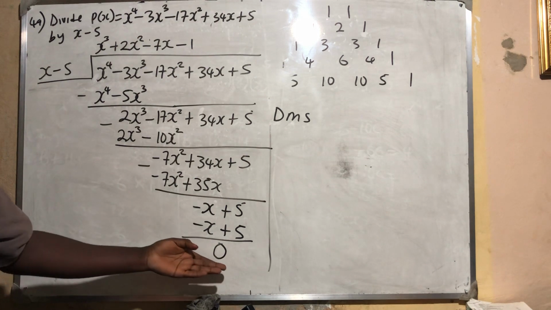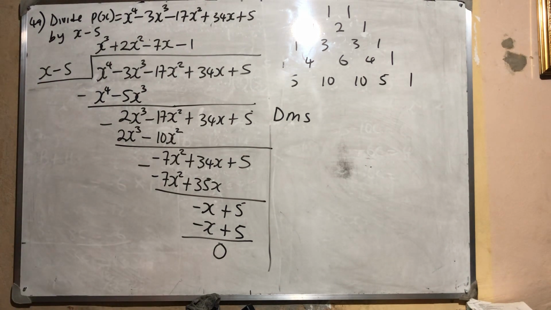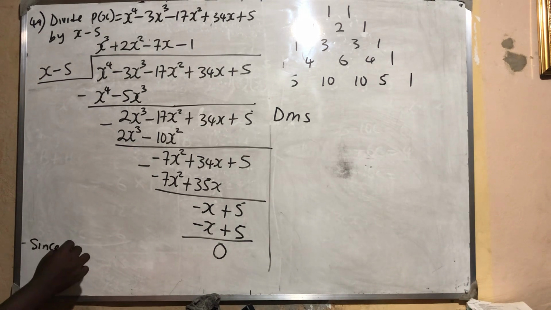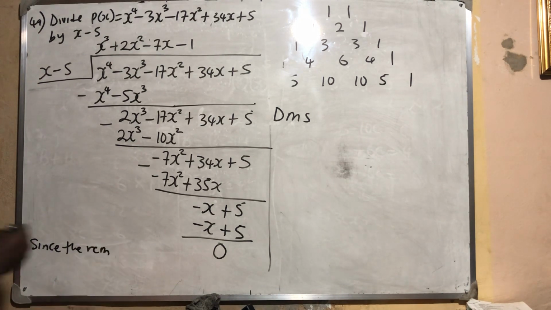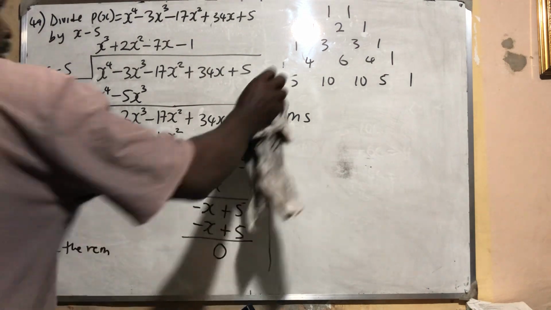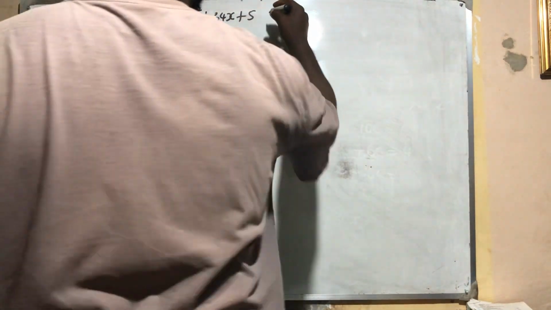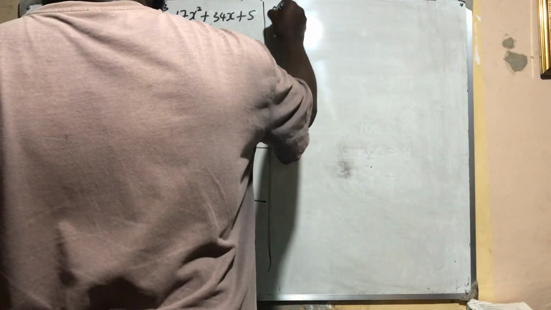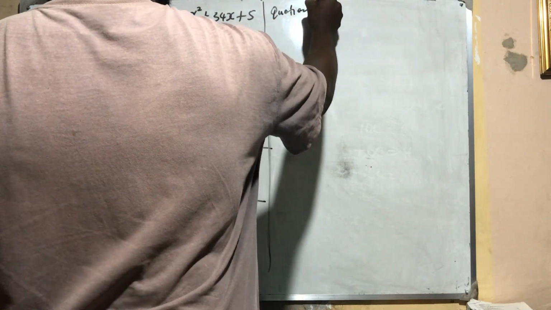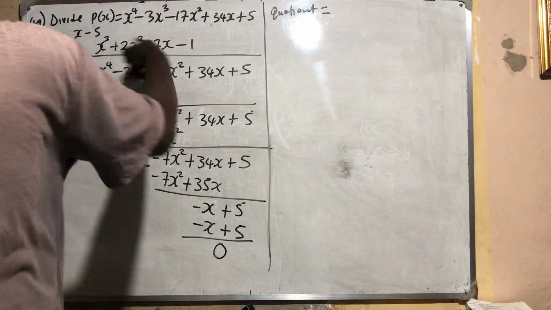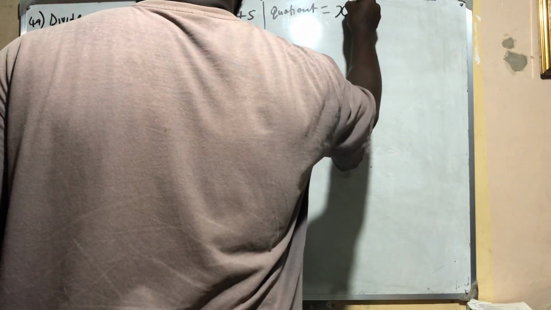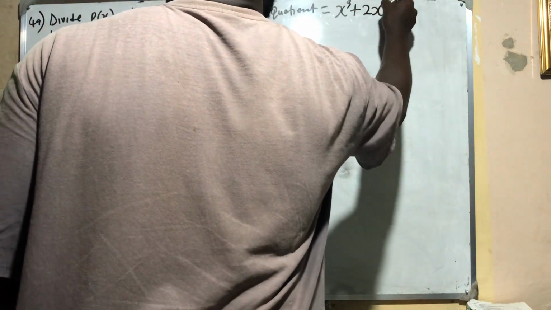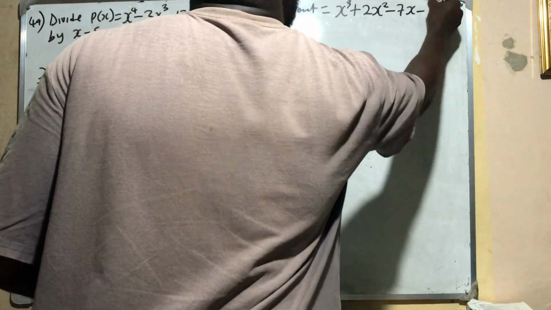But because we got 0, we will conclude that what? You tell them, this is my remainder. You can tell them, since the remainder, okay, first of all, you can write the quotient. See what you write. You tell them your quotient. Quotient means your answer. Your quotient is this top here, which is x raised to power 3 plus 2x squared minus 7x minus 1.